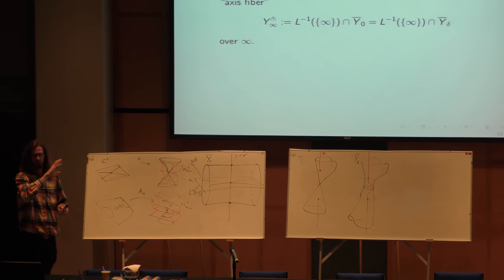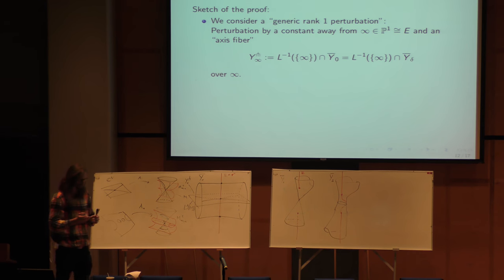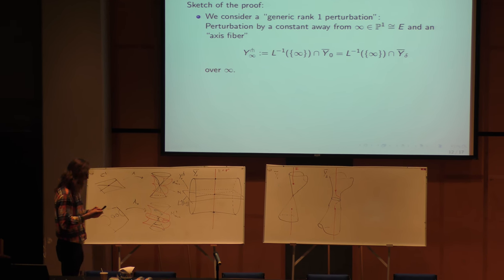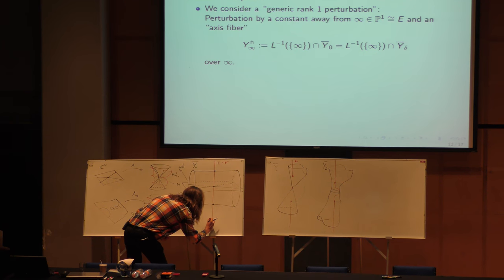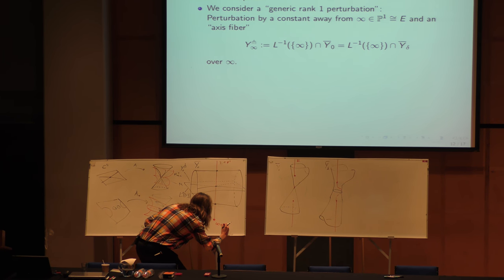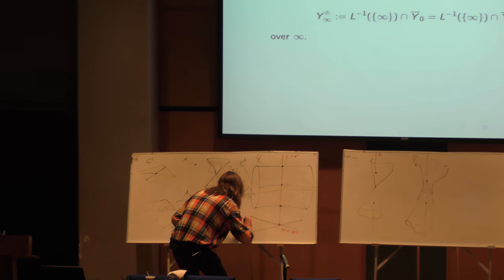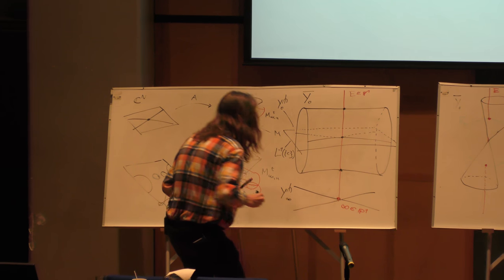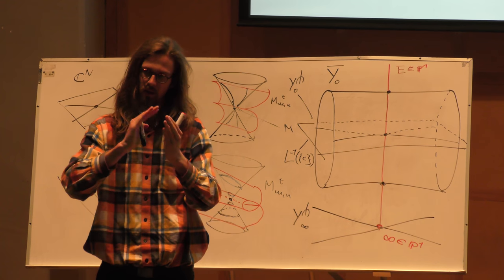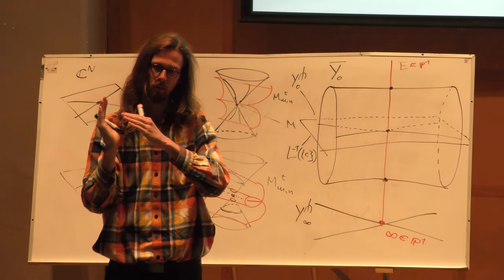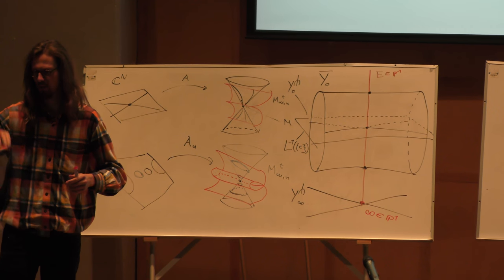The reason for this is rather technical. It will be that we have an axis of this deformation. By this, I mean a fiber at infinity. Let's put infinity down here, infinity on P1. And the fiber of infinity is also just an A1 singularity in this case. And the generic rank 1 perturbation will preserve this fiber at infinity. And then we can first look at the other chart, and we know what happens at infinity. Nothing happens for now.